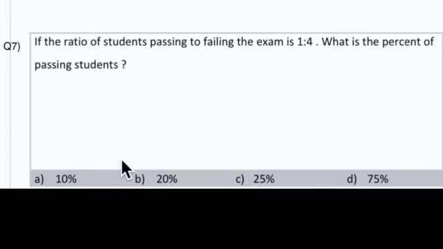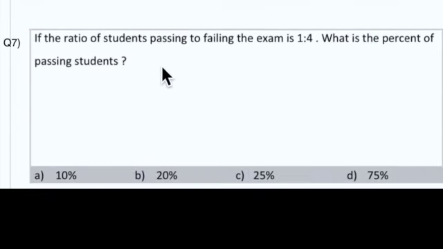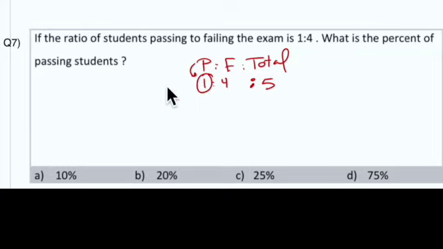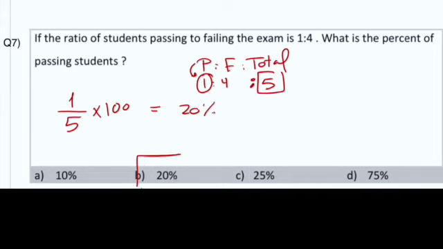Question 7, if the ratio of students passing to failing the exam is 1 to 4. So the ratio between the passing to failing will be 1 to 4. To find the total, it will be 1 plus 4, which equals 5. What is the percent of passing students? The percent of passing students will be the number of the ratio under the passing, which is 1, over the total, which is 5, times 100 to change it into percent, which equals 20%. Next question.